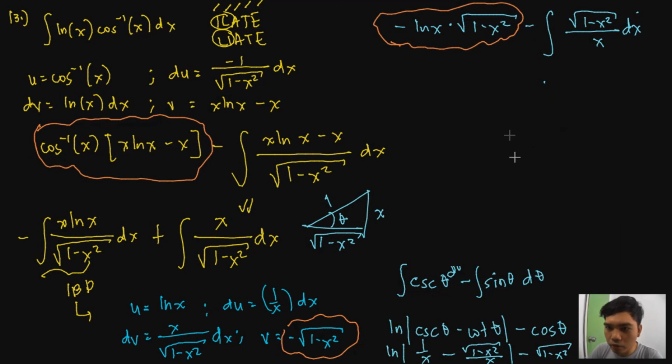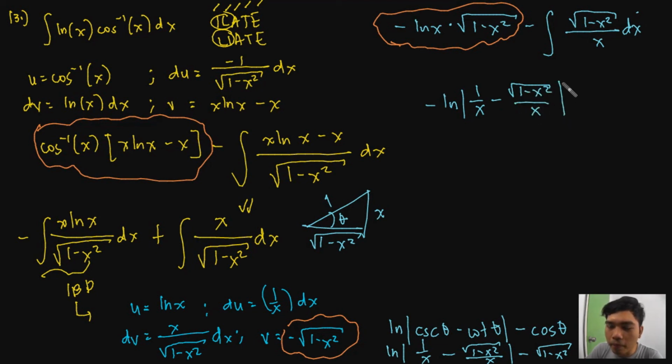So I can now remove this, diba? And then finally, we have minus ln of (1 over x minus square root of 1 minus x squared all over x). Then, so pag dinisable natin yung minus, magiging plus na to, and then square root of 1 minus x squared. Or we can rewrite this in terms of minus ln of (1 minus square root of 1 minus x squared) all over x, and then plus square root of 1 minus x squared.